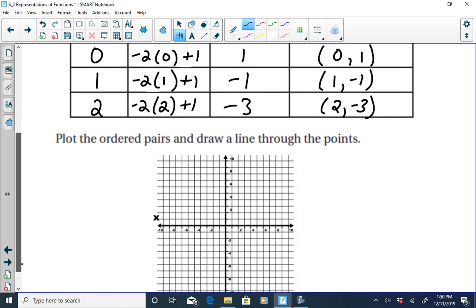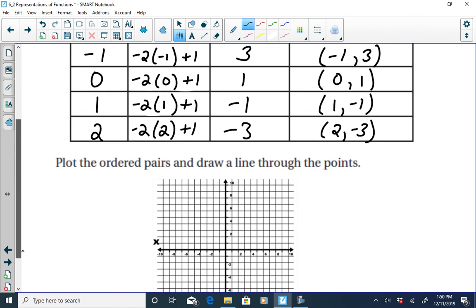All right, we can put those ordered pairs on a coordinate plane. So let's do that by graphing the ordered pairs. Negative 1, comma 3 is going to be located here. 0 and 1 is going to be located here. 1 and negative 1, it's located there. And then 2 and negative 3 is going to be located here.